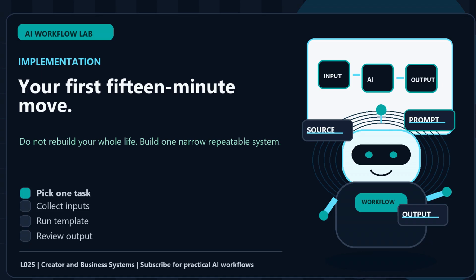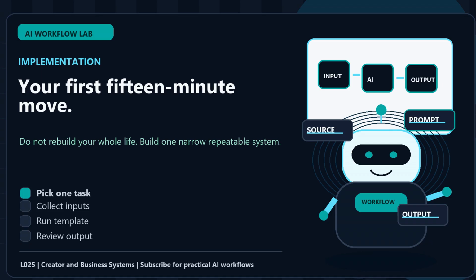Here is your first 15-minute move. Pick one recurring task related to AI sales call prep. Do not pick the biggest task in your life. Pick something that happens often enough to matter and small enough to test today. Collect 3 real examples of that task. Then write the job description, the scoring rule, and the output template.